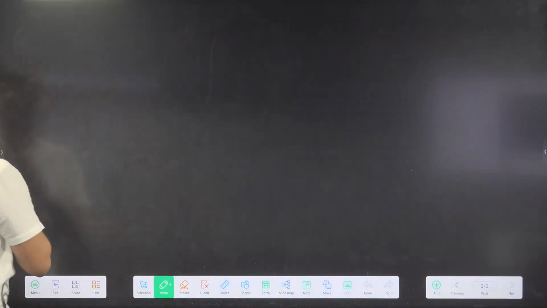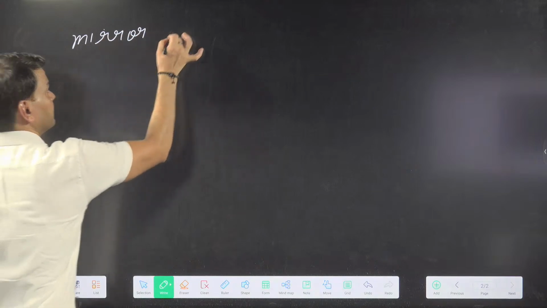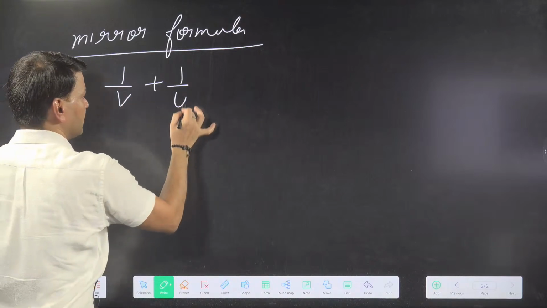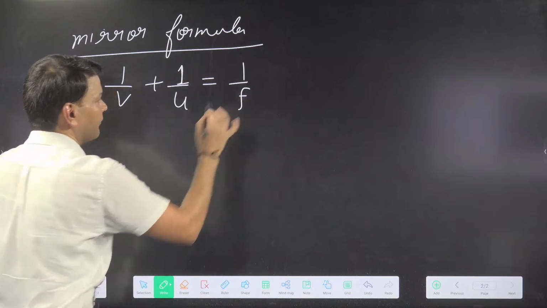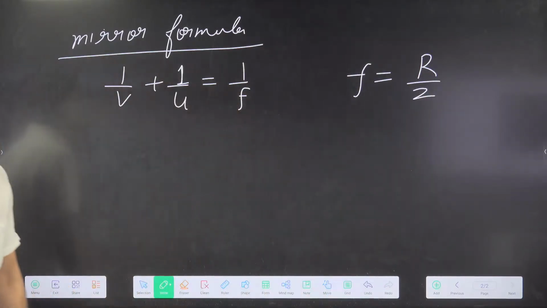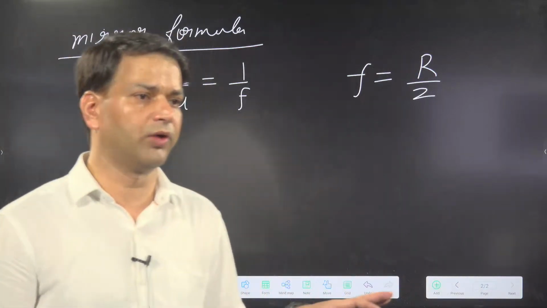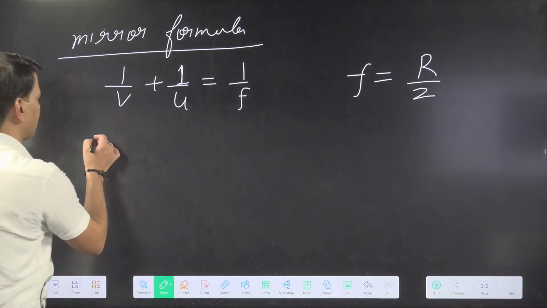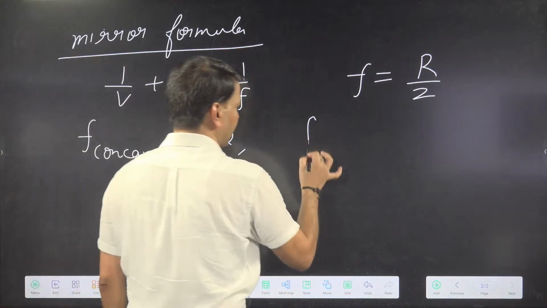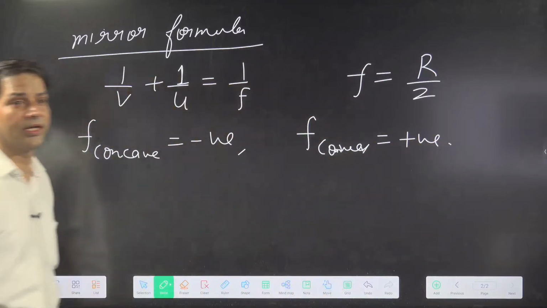Now after that, for the mirror we have learned the mirror formula, 1 by V plus 1 by U is equal to 1 by F. And for the mirror focal length, we take the paraxial rays, so focal length directly we can take R by 2. Okay, this is the mirror reflection formula, 1 by V plus 1 by U is equal to 1 by F. Okay, focal length for concave mirror, F concave we take negative, and F convex we take positive.